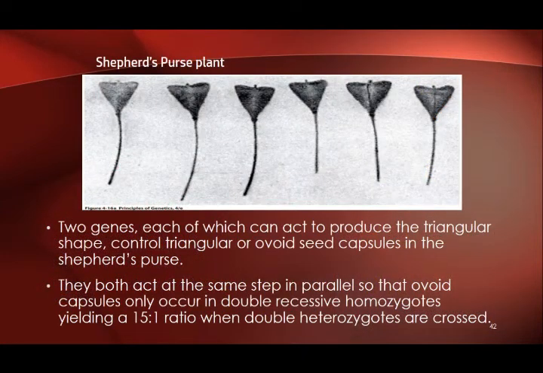This is another example called the shepherd's purse plant. The shepherd's purse plant is also controlled by two genes. The two genes can act to control triangular or ovoid seed capsules in the shepherd's purse. So they both act in the same step in parallel, so that the ovoid capsule only occurs in double recessive homozygotes, leading to a 15 to 1 ratio when double heterozygotes are crossed.